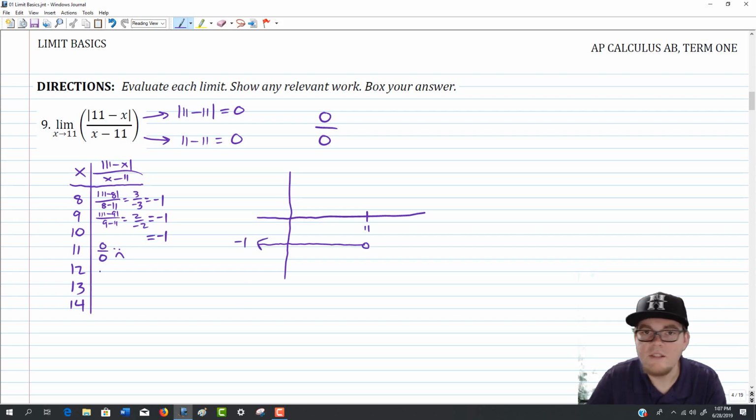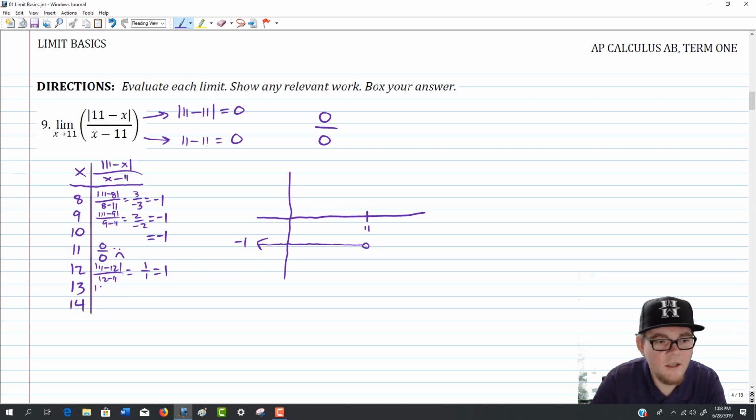So now on the other side though, let's see if we get the same behavior, because if we do, it'd be fine. We could have just a single hole and everything would be good to go. If we plug in 12 though, we get the absolute value of 11 minus 12 over 12 minus 11. That's equal to 1 over 1, which is positive 1. So we don't have the same y value this time.